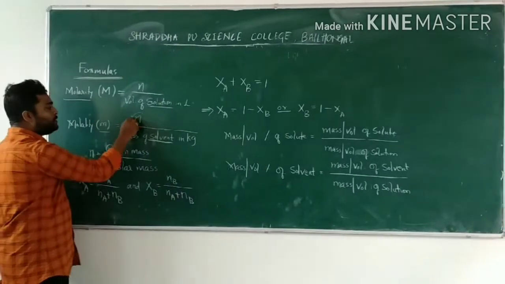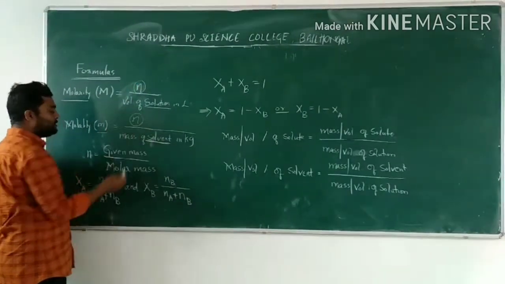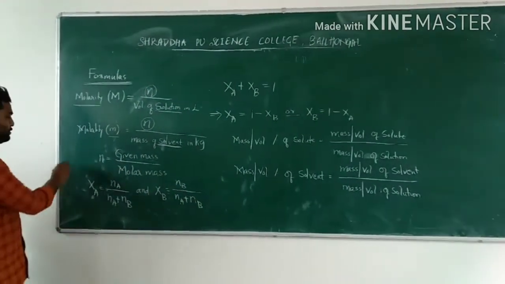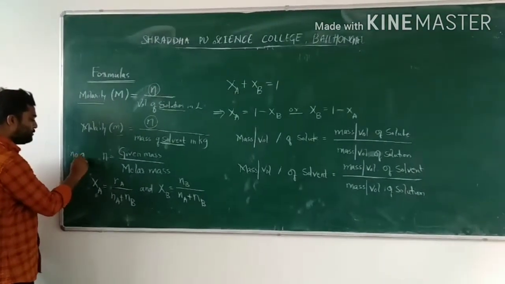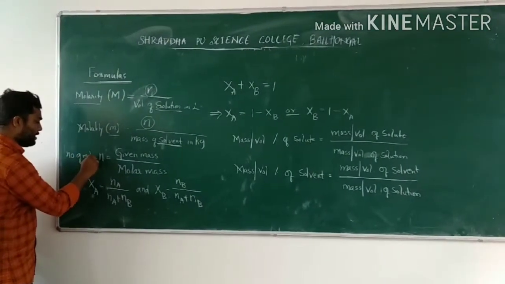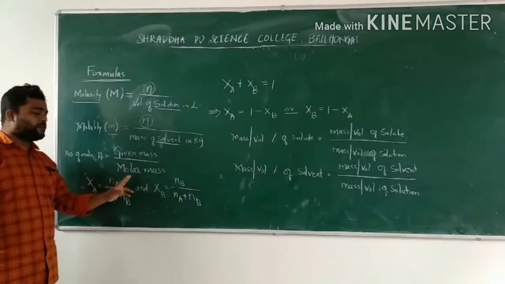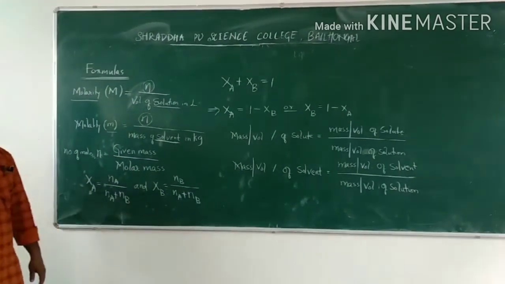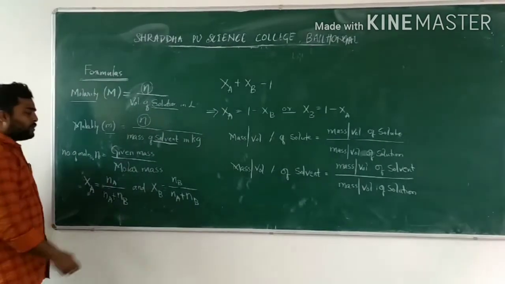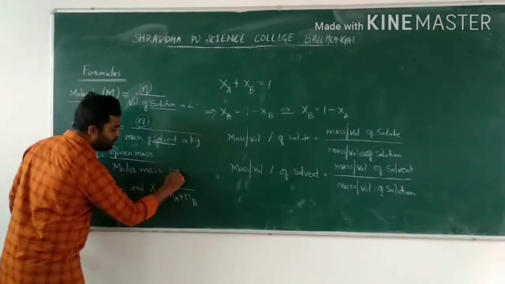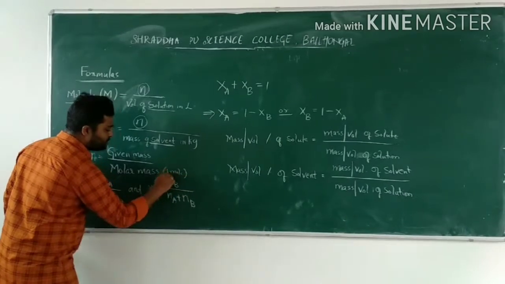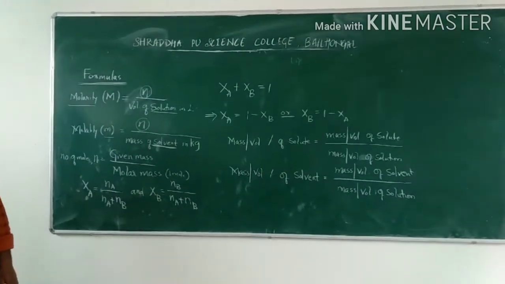Then the n in both the cases is nothing but the number of moles. So number of moles, which is given by n, is equal to what? Given mass divided by the molar mass. Molar mass is nothing but the mass of 1 mole of any substance.